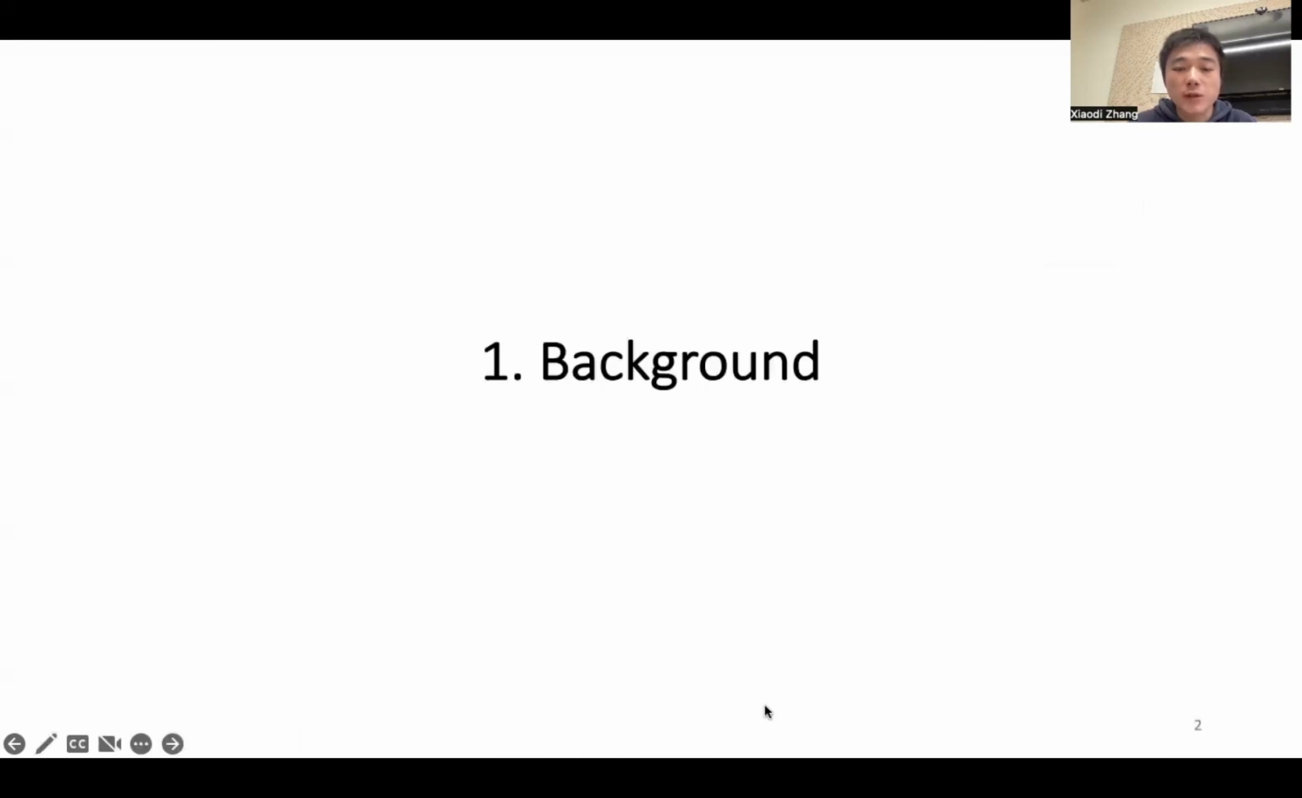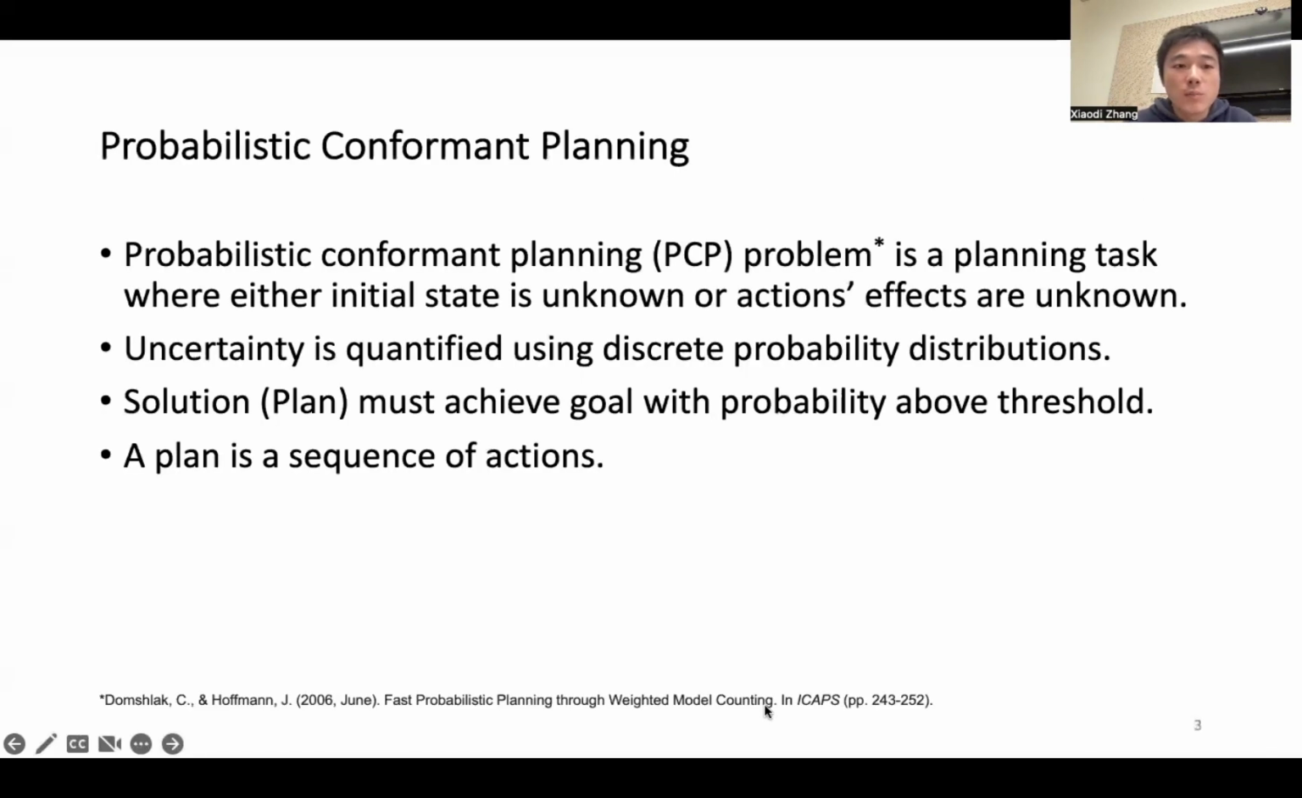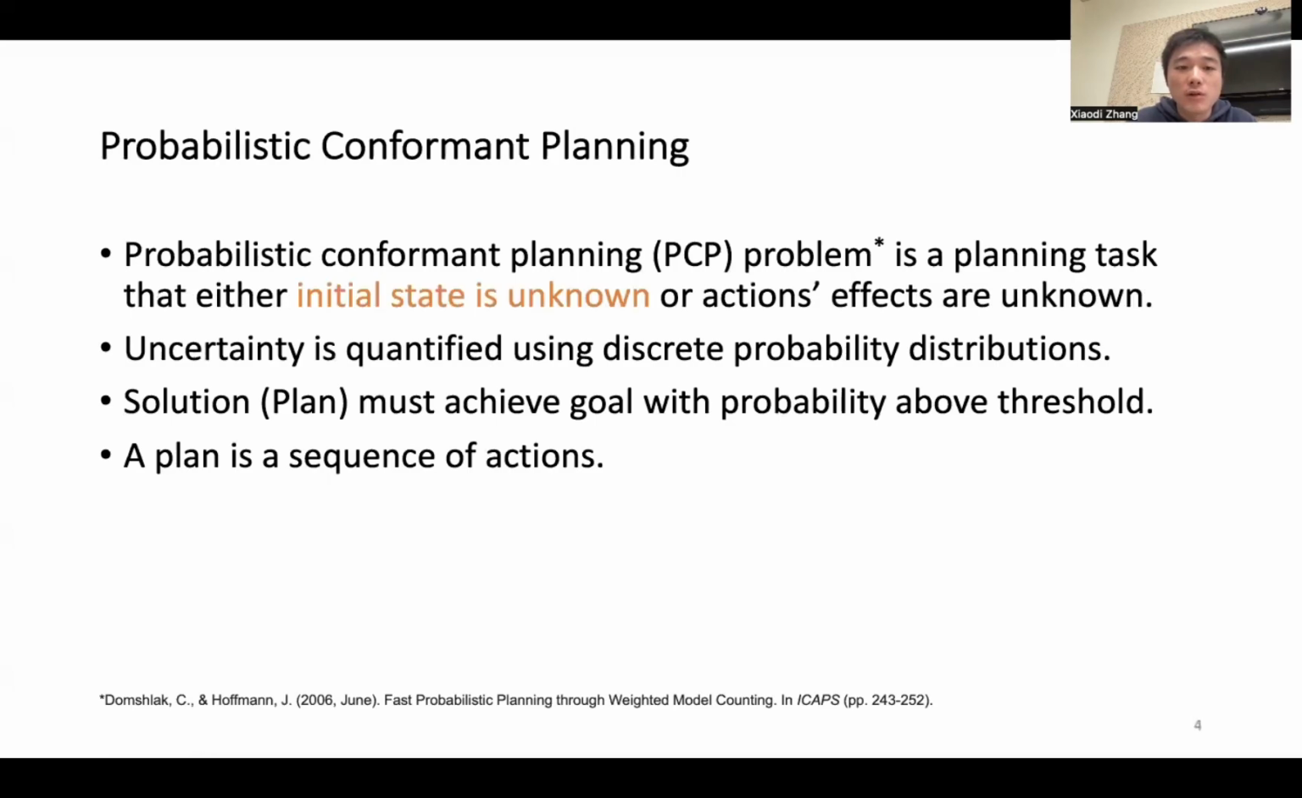Let's start from background. Probabilistic conformance planning is also called PCP. A PCP problem is a planning task where either the initial state is unknown or action effects are unknown. Uncertainty is quantified using discrete probability distributions. A solution, also called a plan, must achieve the goal with probability above a threshold. A plan is a sequence of actions. Our work only focuses on the problem with unknown initial state.